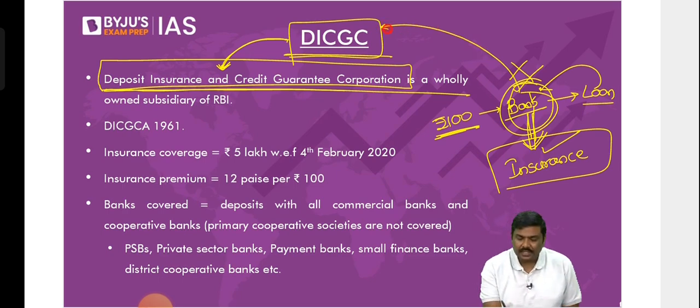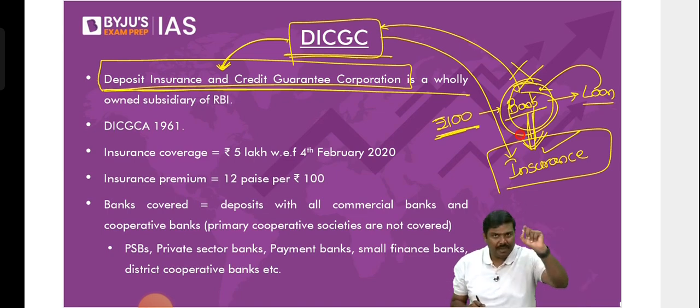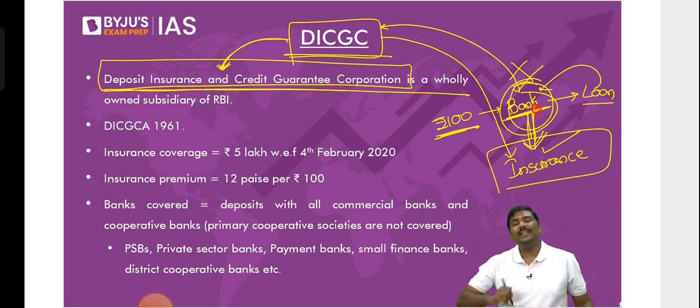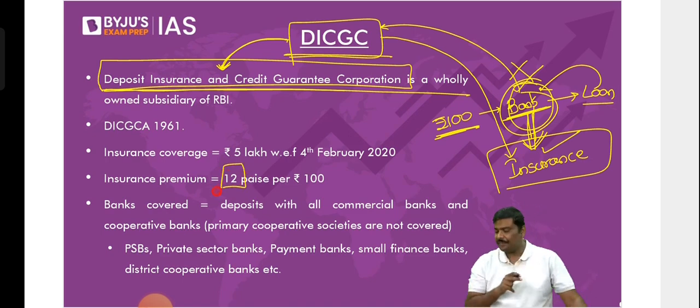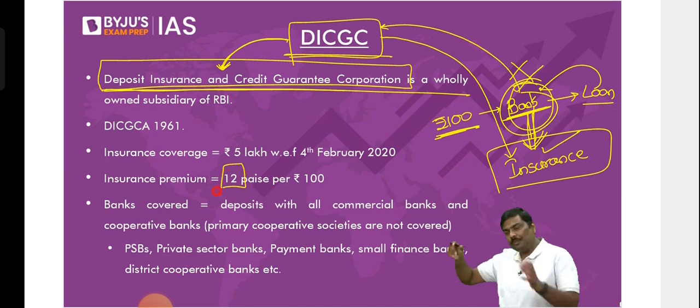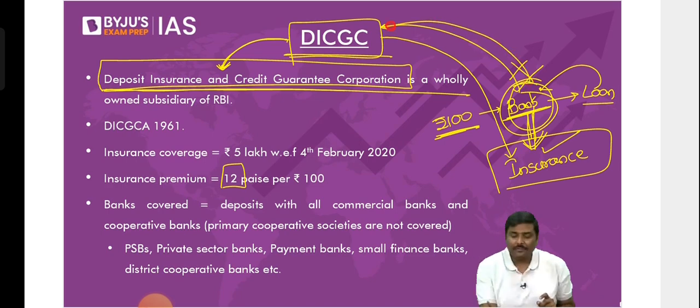That the banks will pay a certain amount of money to an authority called DICGC, and the DICGC will provide insurance for these deposits. For example, right now, this is current affairs, please update it. For every 100 rupees that the bank wants to insure, they will have to pay 12 paise to DICGC. I'll repeat the statement. If the bank wants to provide insurance for 100 rupees worth of deposit, the bank from their pocket, not from your pocket, not from my pocket, will have to pay 12 paise for every 100 rupees to DICGC.